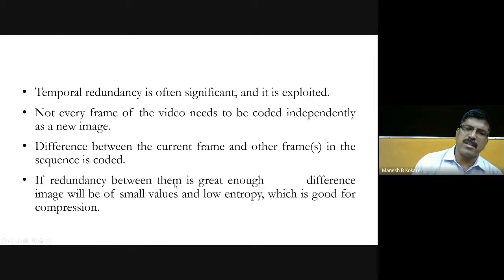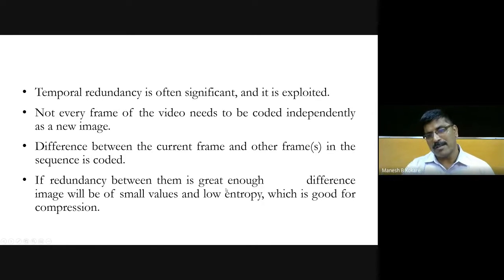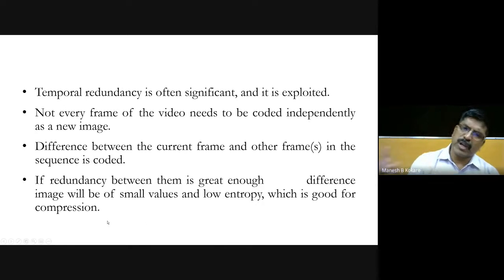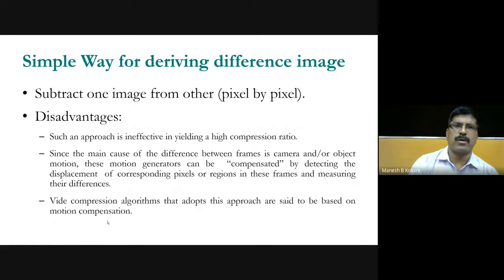So if the redundancy between them is great enough, if temporal redundancy is great, then the difference will be of small values. For example, if the first frame and second frame are the same, then definitely the difference will be 0. Redundancy is more in that case. And if the difference is small, it will have low entropy, which is good for compression. So you can achieve more compression in that case and so on, right?